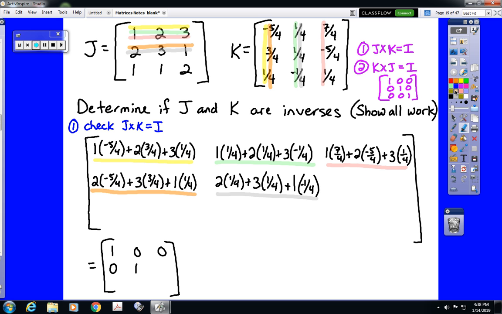So onward we move. We are going to do row 2 times column 3. See how this pattern is working. 2 times 7/4 plus 3 times negative 5/4 plus 1 times 1/4. And this has to equal 0. Well, that would be 14/4 minus 15/4, which would be negative 1/4, plus 1/4 is 0.